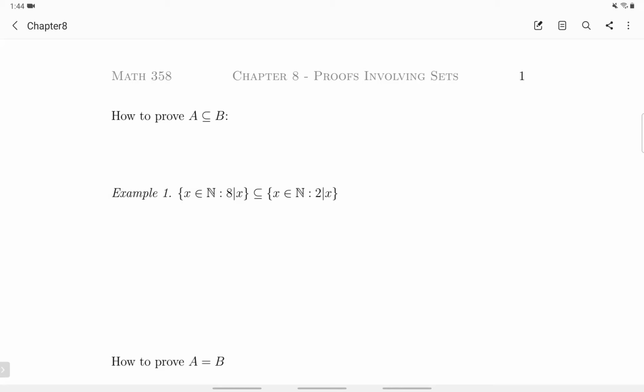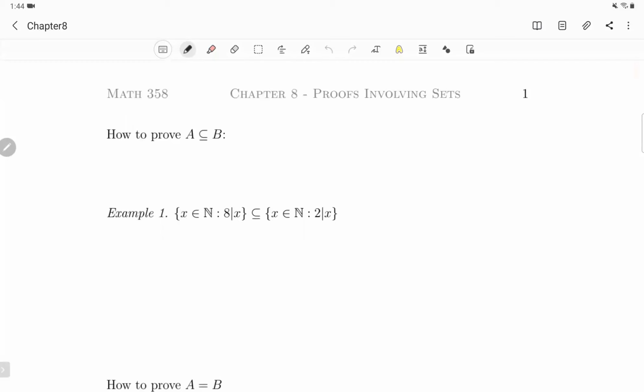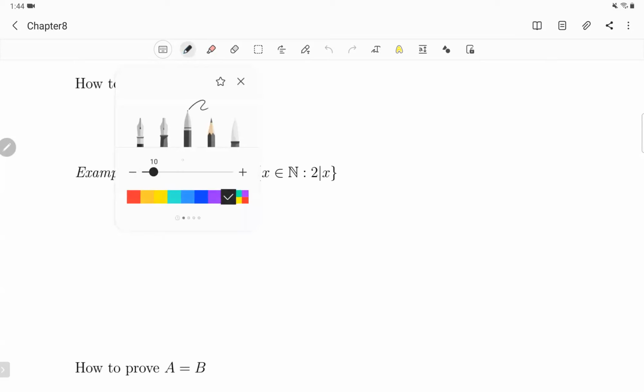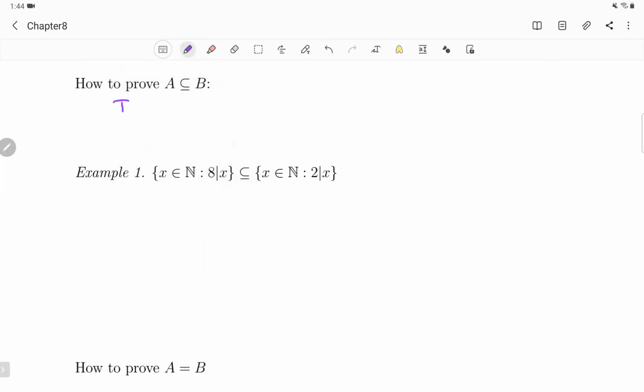So the most common proof with sets you're going to need is proving that you have a subset. What was the definition for A to be a subset of B? Yeah, every element of A is in B. So here's how you would do a direct proof. You're going to let, whatever you want to call it, X be an element of A and show X is an element of B.